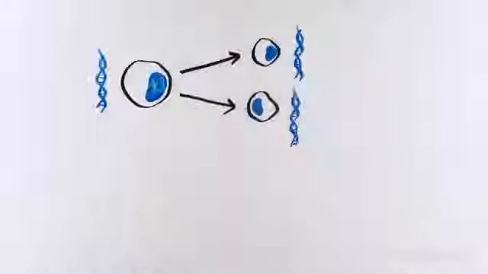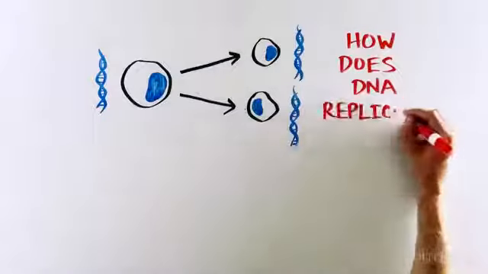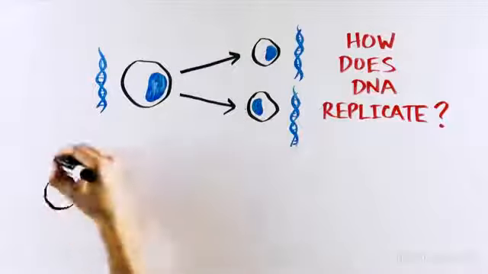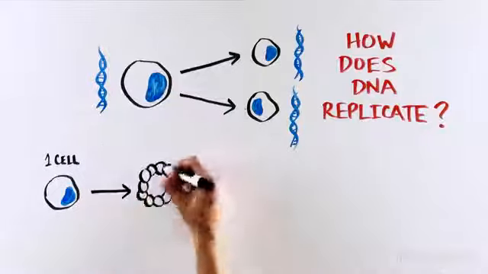How does this happen? How does one cell produce a second cell with the same exact DNA sequence? In other words, how does DNA replicate? This is a fundamental question that is the basis of life.